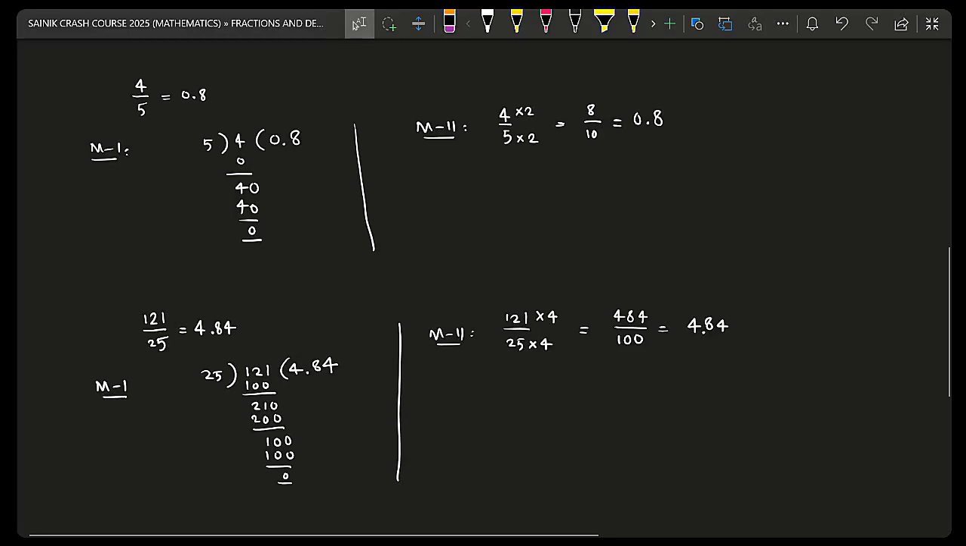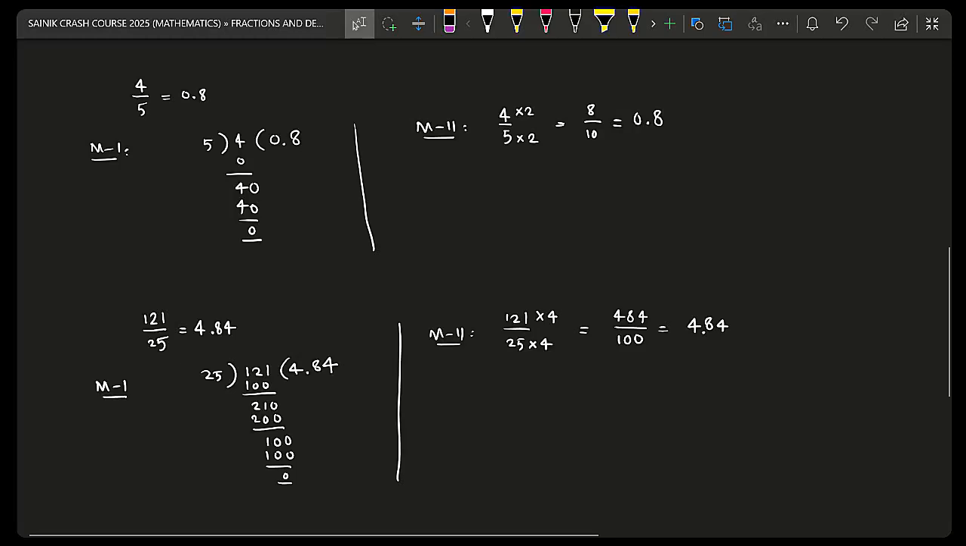Sir, is it possible for powers like 5, 20, or only 10 powers? Yes, it is possible for only 10 powers. Why? Because the decimal places are actually 10 powers only. Tenth is nothing but 1 by 10, which is 10 power 1.